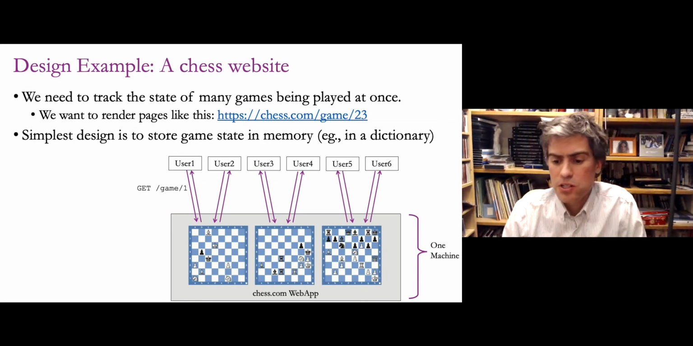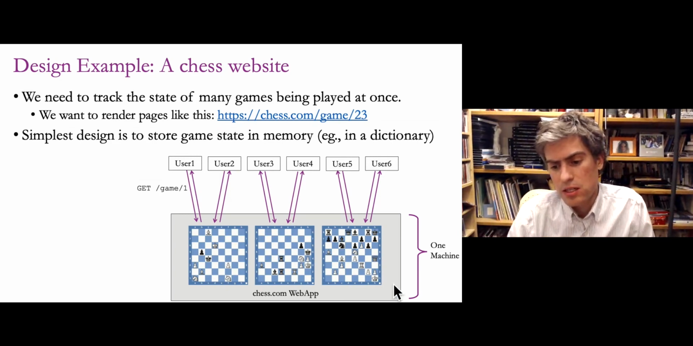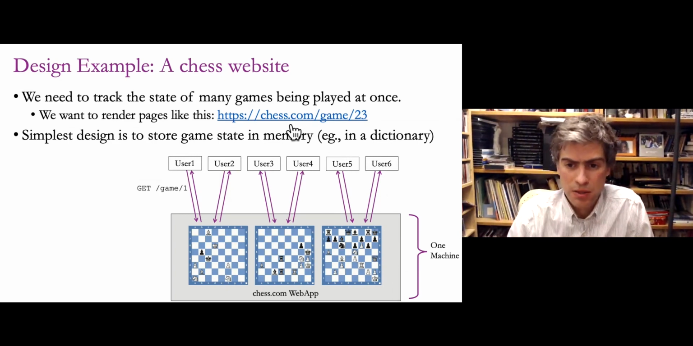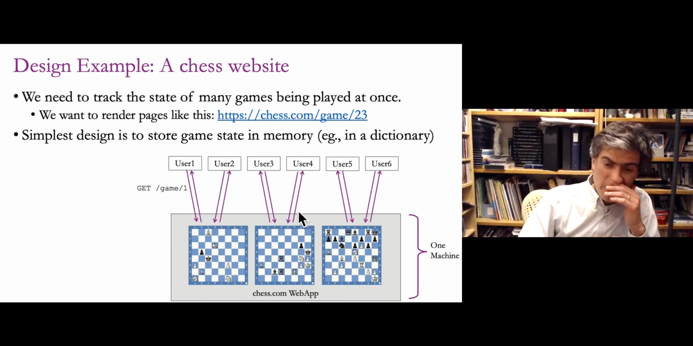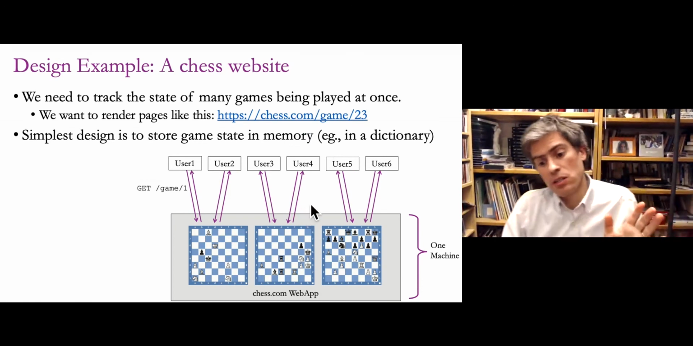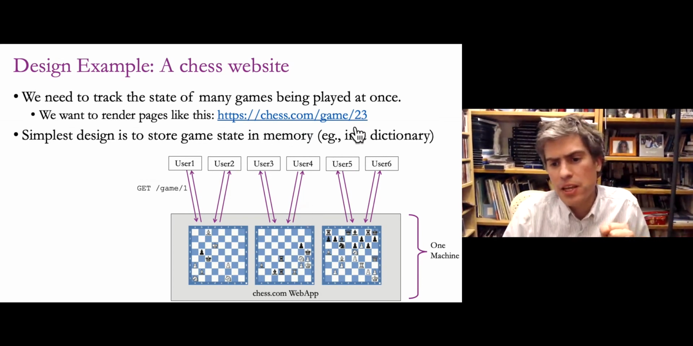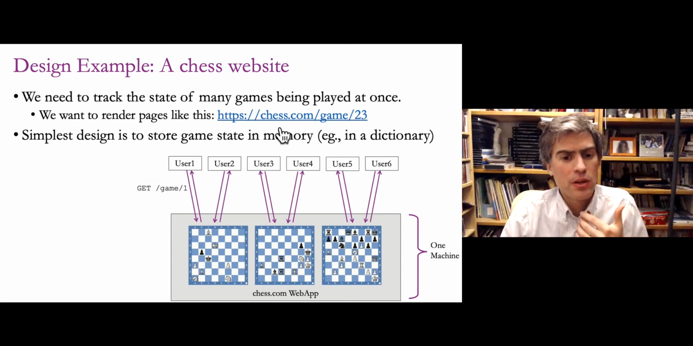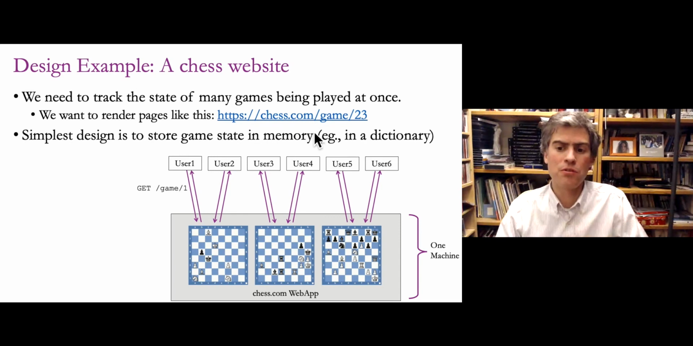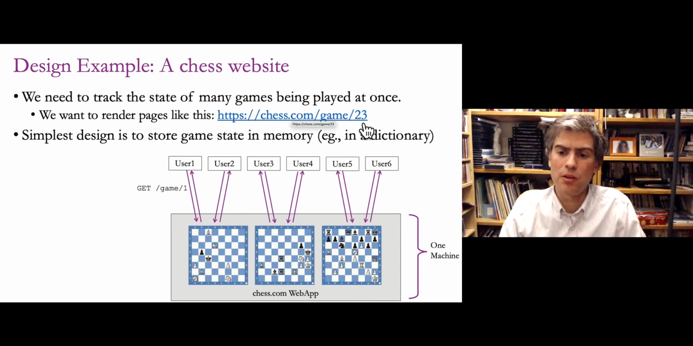But the example we're going to start with next is a chess website. So imagine something like chess.com. We have a lot of games happening at once, and every game has a game number, and let's say there's a page for each game. So if you want to make a move for a game, you visit a URL, which I just made up, that has the game number in it.